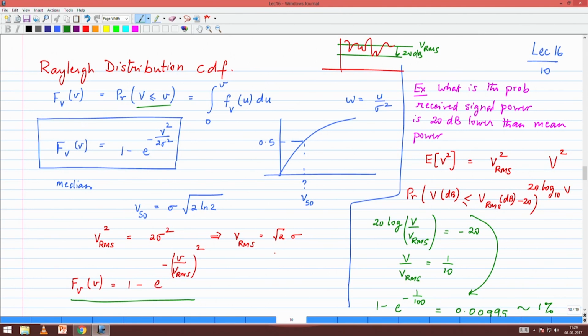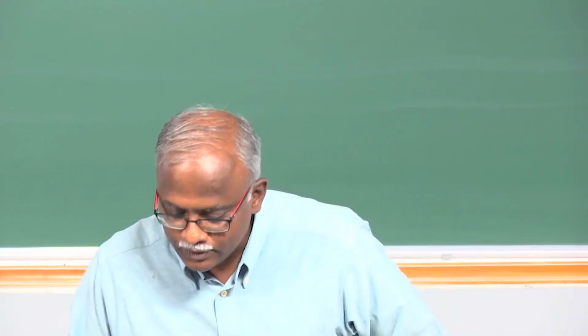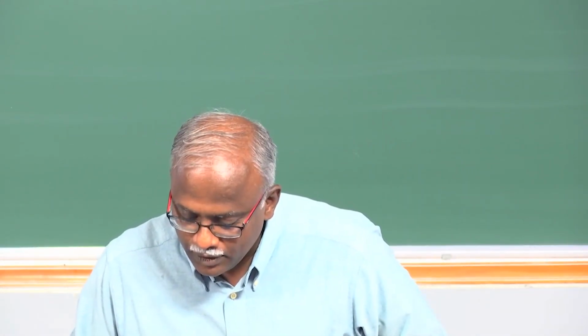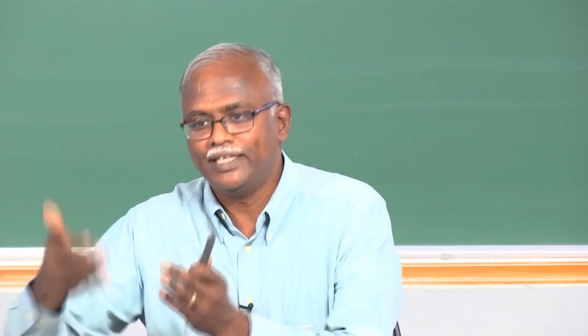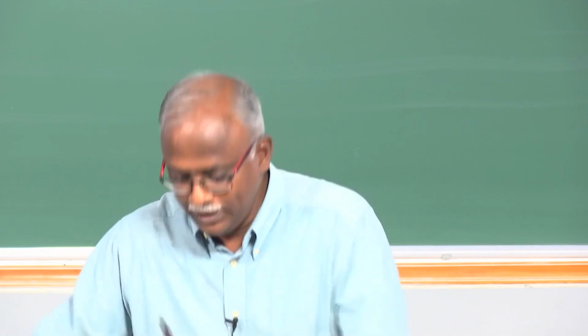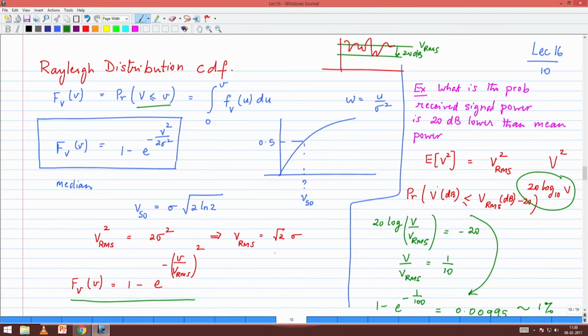So I hope this example gives you an indication of the usefulness of the CDF. Any questions? Probability of V squared expressed in dB, right? Same thing. Basically, V squared means you will take 10 log V squared. That's why I've said I've taken it as 20 log. The probability of V squared. I don't think it matters, because I've given you the expression that I'm using.